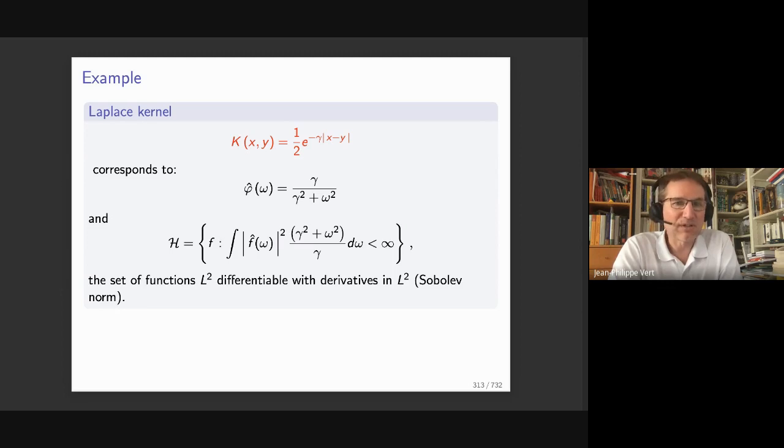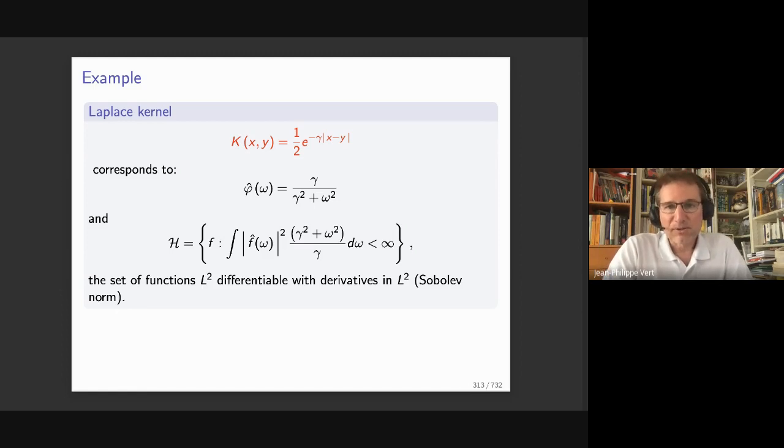And from this, we can conclude that the Laplace kernel is positive definite because phi hat, as you see, is a positive function of omega because of the omega squared. And we can deduce the RKHS, just like before, as the space of functions in L2 such that the integral of f hat of omega squared times the inverse of phi hat, so times gamma squared plus omega squared divided by gamma, is finite.